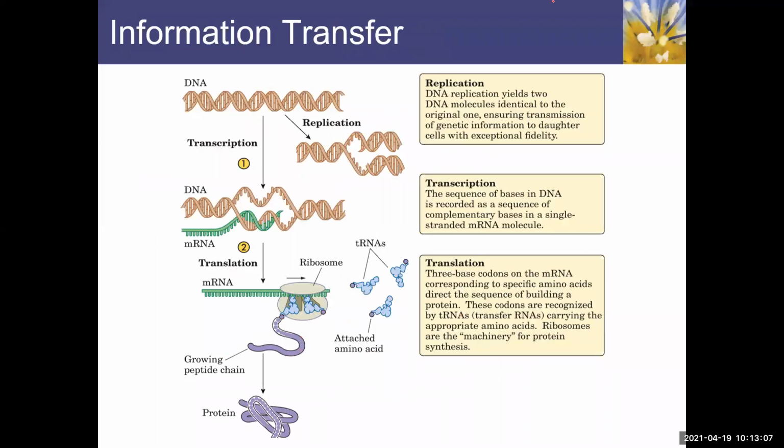Right? So this is basically the overview of the information transfer. We have the DNA forming its own copy, called replication. But when the same DNA forms the mRNA, we call it transcription. When this mRNA forms a protein, we call it translation.